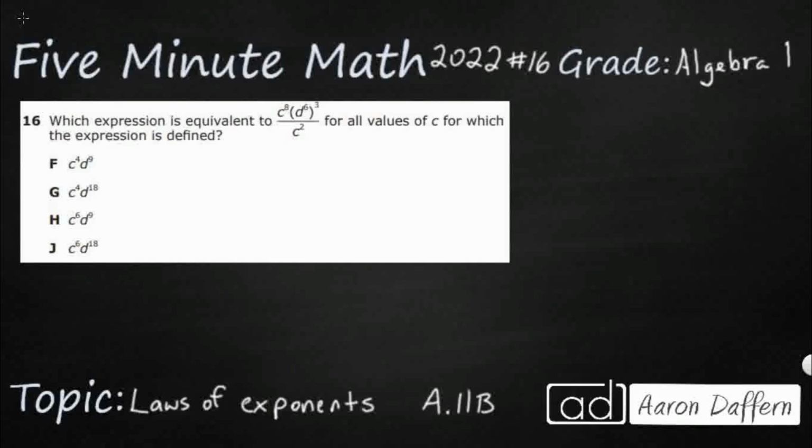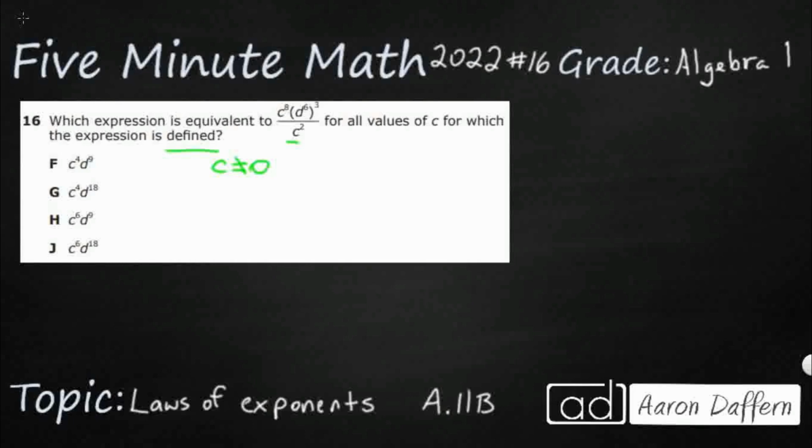So we have this expression here, and all we know is that C is defined. So that simply means that C cannot equal 0, because if you divide by 0, it's undefined, and things just get a little bit weird. So what we need to do here is look at a few different things.